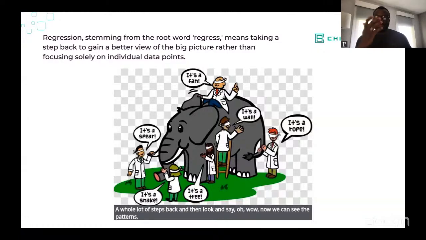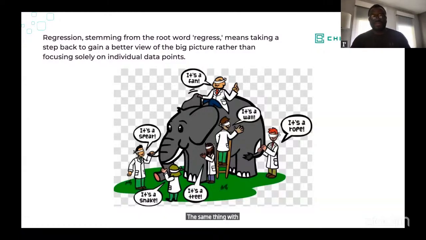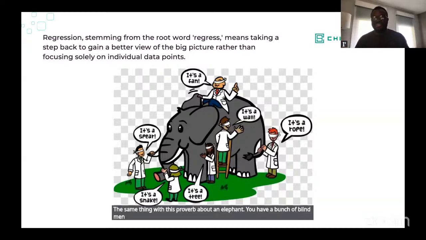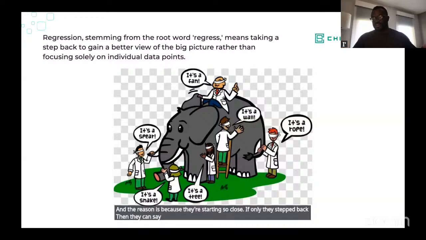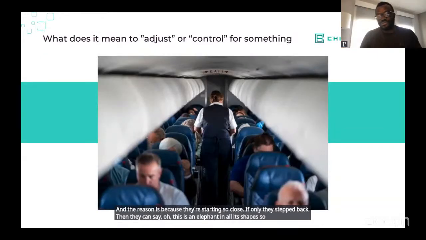The same thing with this proverb about an elephant. You have a bunch of blind men who were asked to touch an elephant and describe what they saw. So one says, oh, it's a rope. The other one says a wall, and so on and so forth. And the reason is because they're starting so close. If only they step back, then they can say, oh, this is an elephant, in all its shape. So that is why we do regression.